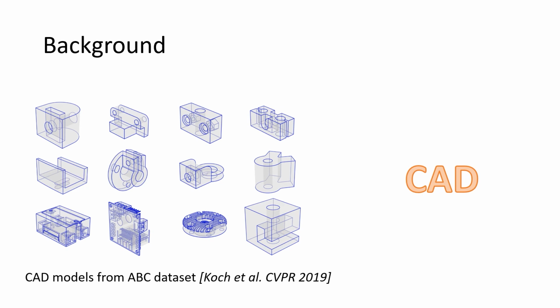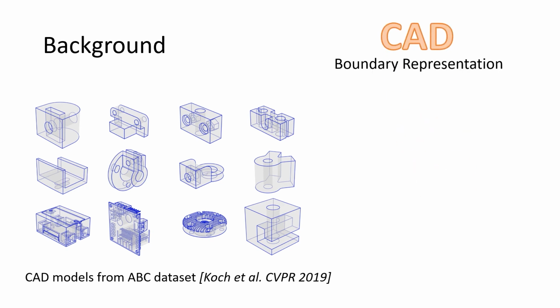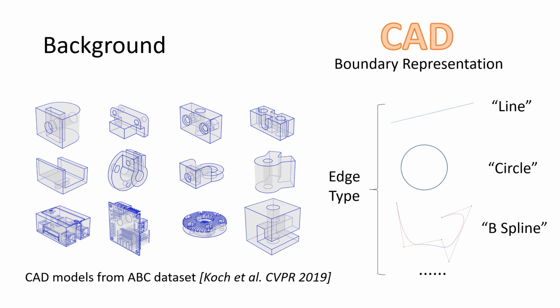The recently released ABC dataset provides a huge amount of CAD models. These models are known to be the boundary representation, which consists of vertex, edge, and face while satisfying certain topological constraints. For the edge, mostly used edge types are line, circle, B-spline, and so on. Currently, there are many off-the-shelf fitting algorithms for a certain curve type. Therefore, what is challenging is to discover the edge structure in the input point cloud.